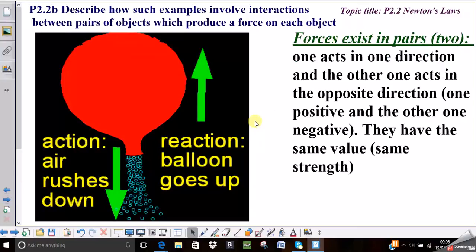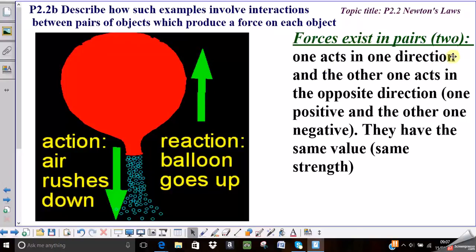The same thing happens here. We have a balloon, and the balloon is filled with air. Now, if you untie the balloon, the action, so that's the first force, is the air rushes out of the balloon. So it's pushed out of the balloon, oriented downwards. That action creates a reaction, which means that the balloon is pushed upwards, and it will move upwards. So one of the forces pushes the air downwards, and the reaction force to that one pushes the balloon upwards.